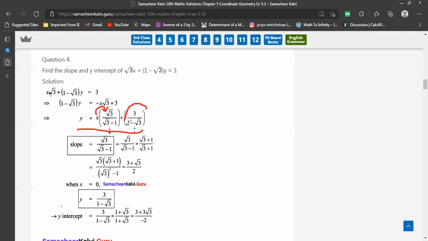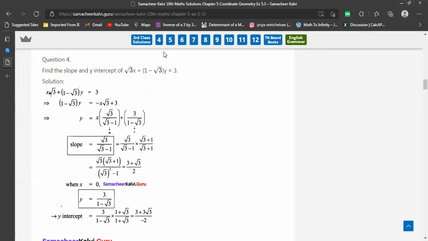And your intercept is going to be this 3 upon 1 minus root 3. Before writing the answer, they just rationalized it because it is root 3 upon root 3 minus 1. For rationalizing, you just have to change the sign of the denominator and multiply and divide it by the same, isn't it? So you will multiply and divide it by root 3 plus 1. After doing that, it will become root 3 into root 3 plus 1 upon root 3 minus 1 into root 3 plus 1.